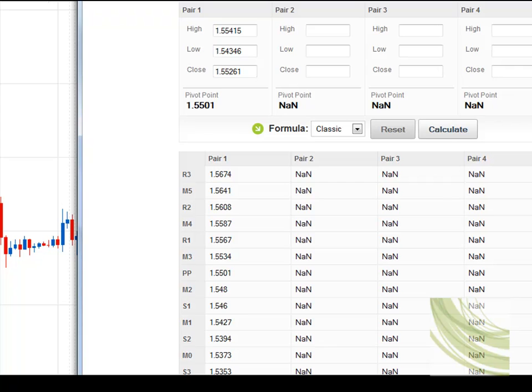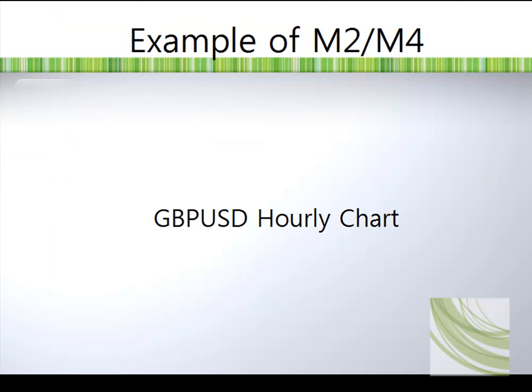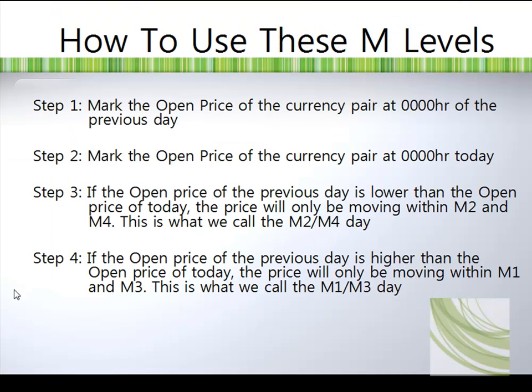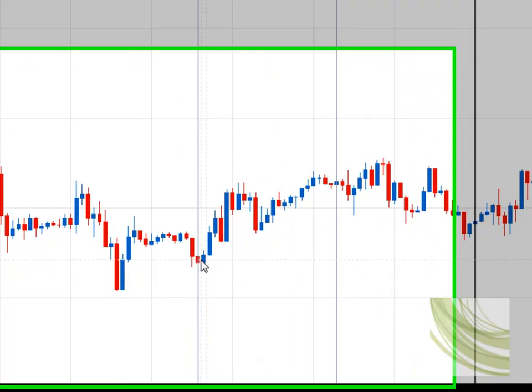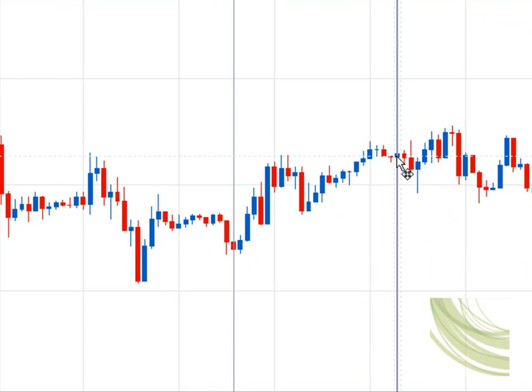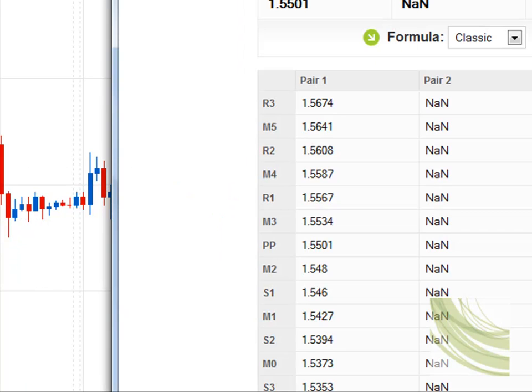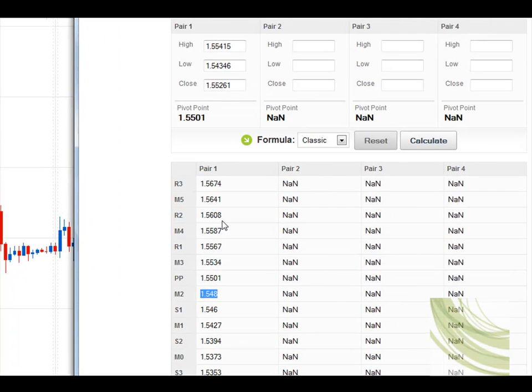No. Why? Because I know one thing. If the open price of the previous day is lower than the open price of today, it's an M2, M4 day. So let's take a look. Can you see the previous day is actually lower than today? Can you see today the price opened higher than the previous day? Can you see that? We are having an M2, M4 day. So we are not going to record everything. We're just interested in the M2, 1.548, and the M4, 1.5587.